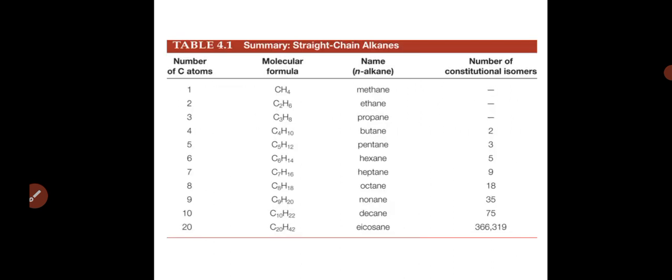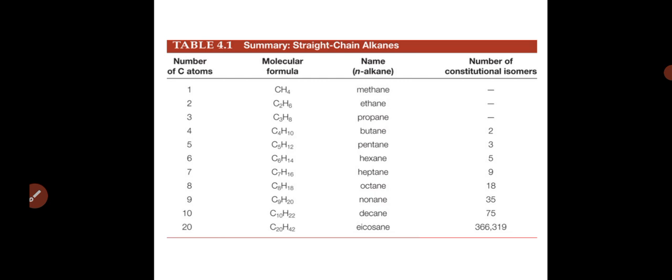So now look at this. This is a normal alkane, a straight chain normal alkane. Look at them. We have 1, 2, 3 carbons. For carbon 1, 2, and 3, they don't have any constitutional isomers. They have 0 constitutional isomers.